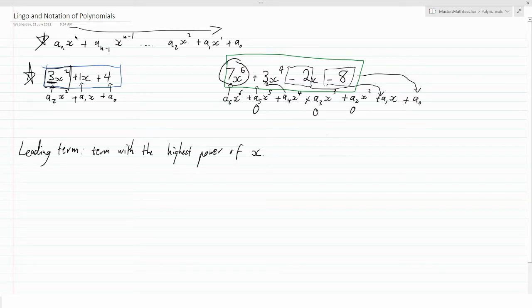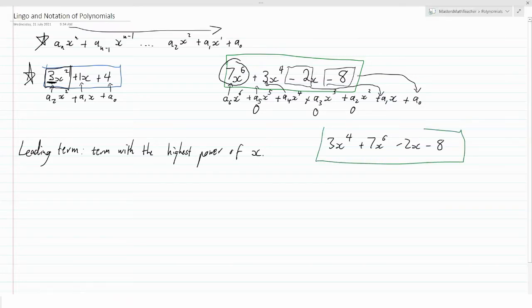Now, it might not always be the first one. What if I wrote this equation, the green equation again, as 3x to the 4 plus 7x to the 6, take 2x, take 8. Now we can see this equation is still the same as the green. They're actually the exact same equation.